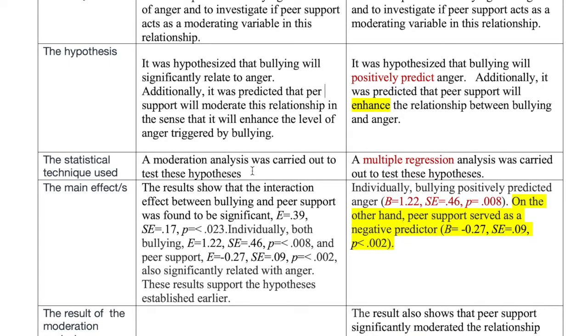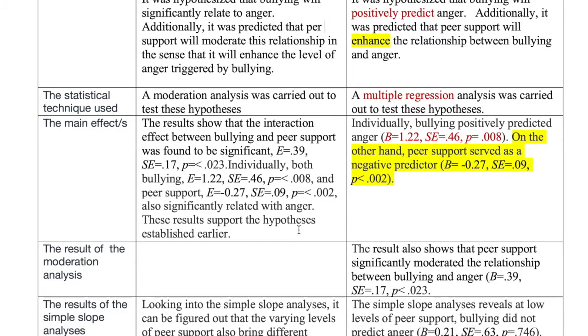Next, for the statistical technique, the student said a moderation analysis was carried out to test these hypotheses. I replaced moderation analysis with multiple regression analysis because there really is no such thing as moderation analysis. Moderation is a kind of modeling, and there are different kinds of statistical analysis to test moderation models, including two-way analysis of variance. But in this case, because our variables are measured continuously, the appropriate specific statistical technique used is actually multiple regression.